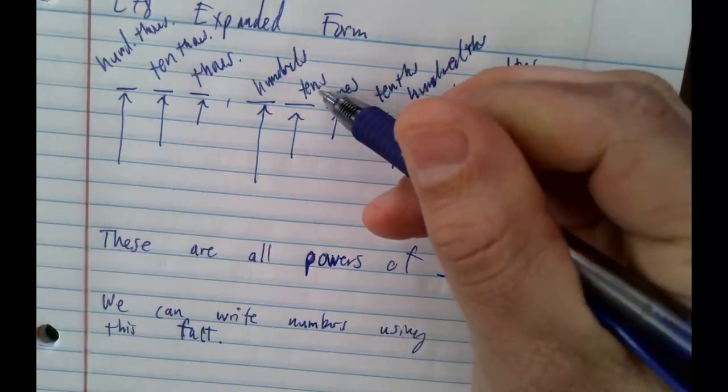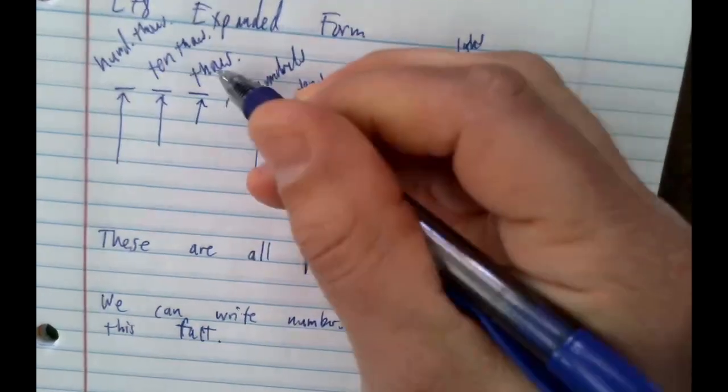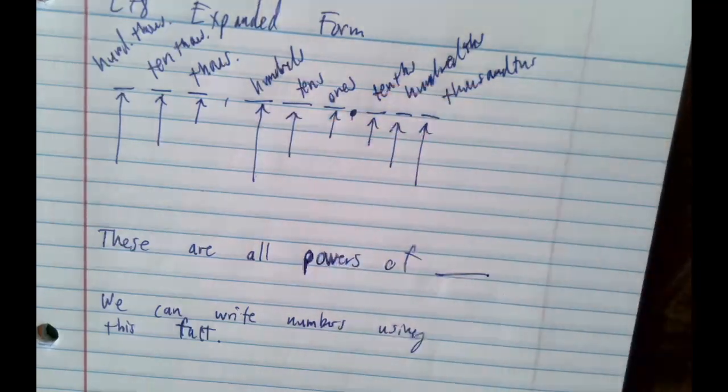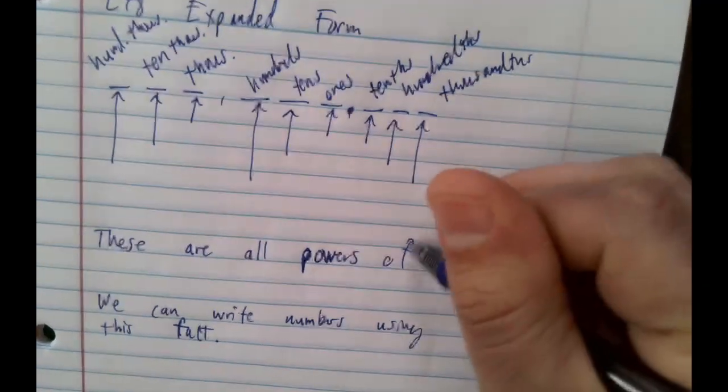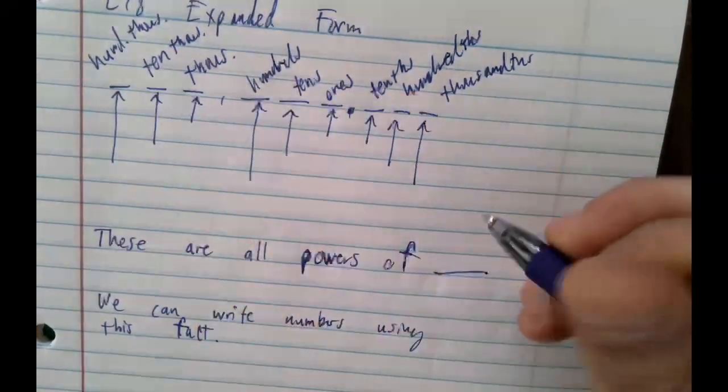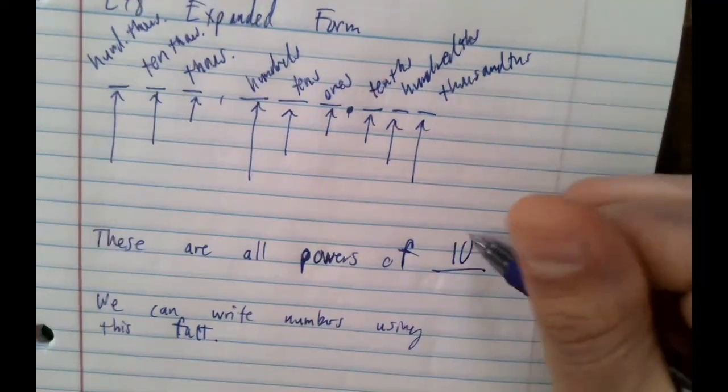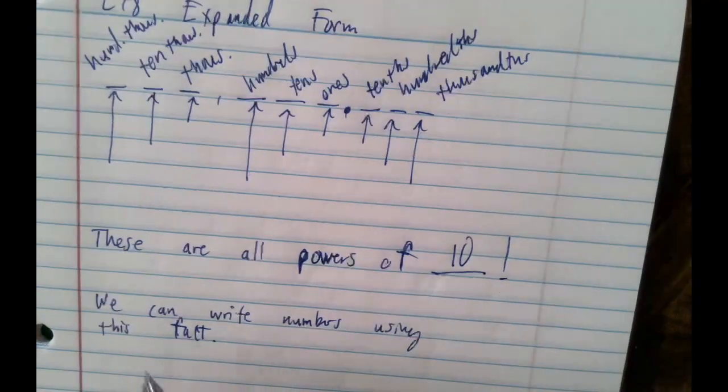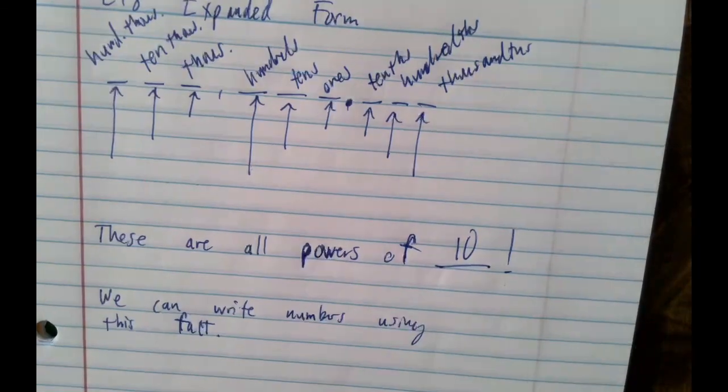How can you get 10? How can you get 100? How can you get 1,000? You see, they're just ones with zeros behind them. And if you remember your divisibility rules, these are all going to stick out to you as powers of 10. So we're going to write the numbers using that fact.